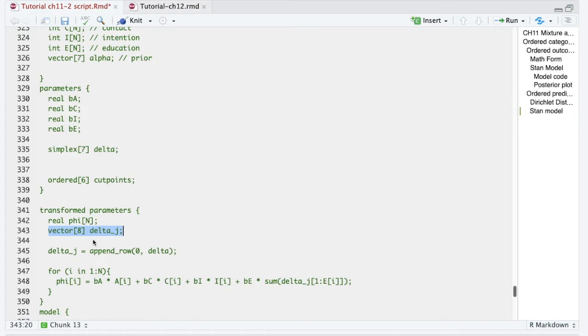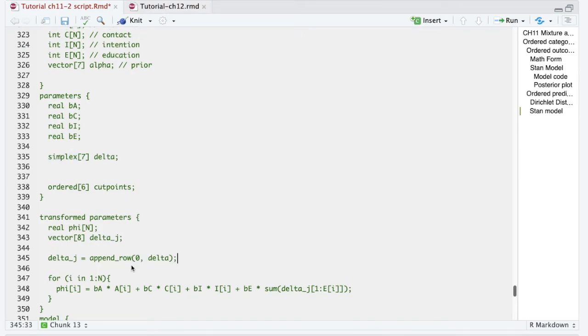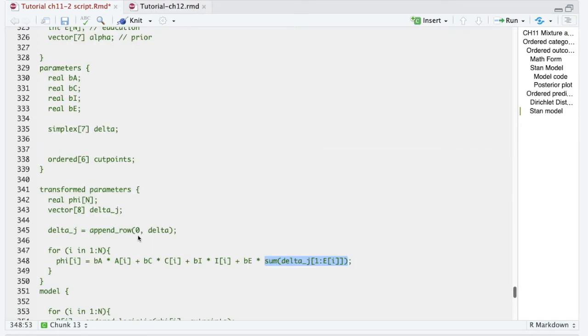Here you can see that I define a new vector called delta j, and delta j is equal to append_row 0 and delta. What does this mean? It's actually just adding the 0 into this simplex, because there are 8 levels and one of them is the reference level, so we only have 7 parameters in the simplex to be estimated. If we didn't append the 0 in front of the delta vector, we cannot use this very simple function to calculate the incremental proportional effect.